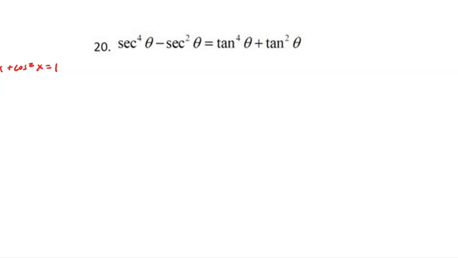Now, I ask myself which side is more complicated. They're both complicated, left and right-hand side. But the left-hand side is made up of secants, and secants are reciprocal identities. So I can take that and make it into 1 over cosine to the 4th theta minus 1 over cosine squared theta. You could do it in so many different ways, but this is the way that I chose.